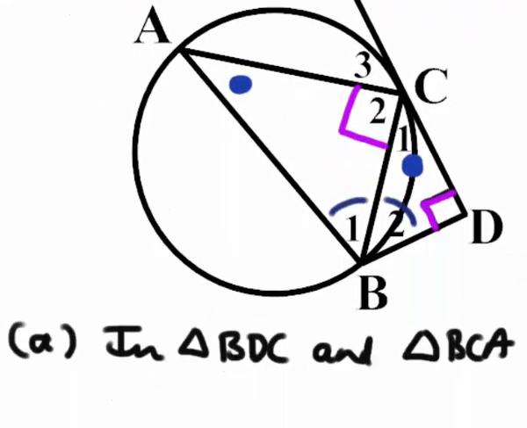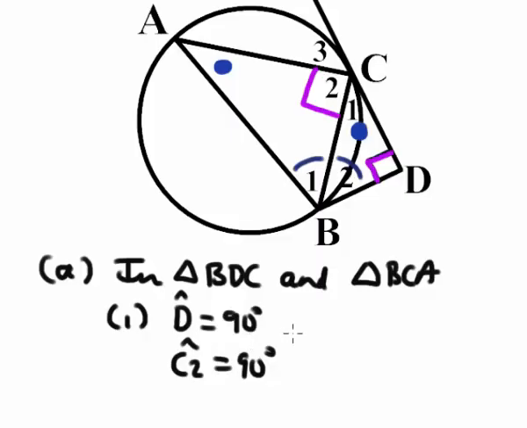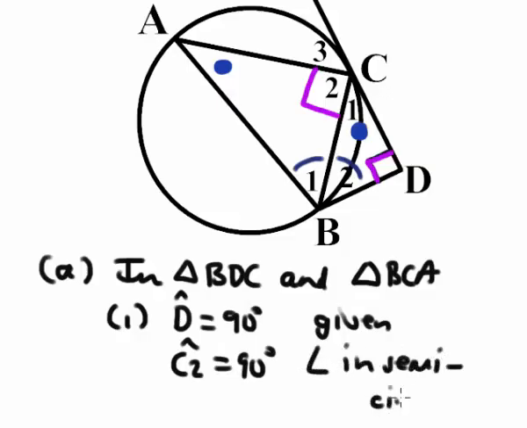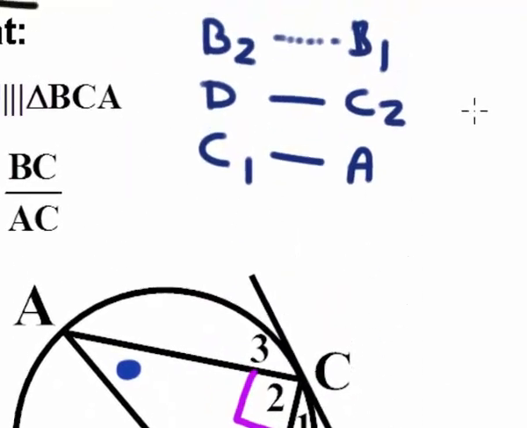We know firstly, if we look at that number 1, what is the first thing that we know about that? We know that angle D is 90, so we're going to develop this. Angle D is 90 and angle C2 is 90. Why is D equal to 90? Given. And the reason why C2 is 90 is angle in the semicircle. Okay, great. So therefore, angle D is C2. They both equal 90 degrees. So we've got that. D is C2.